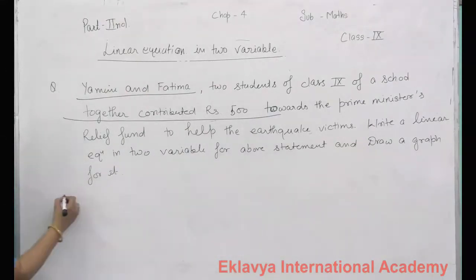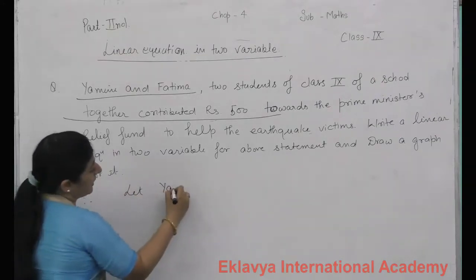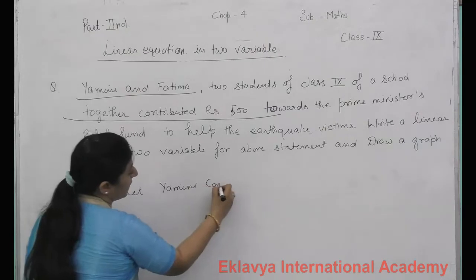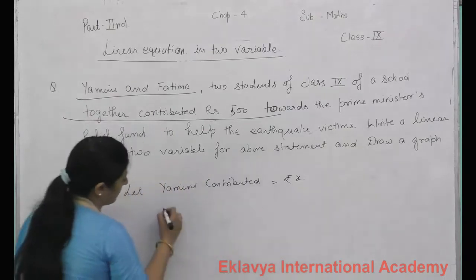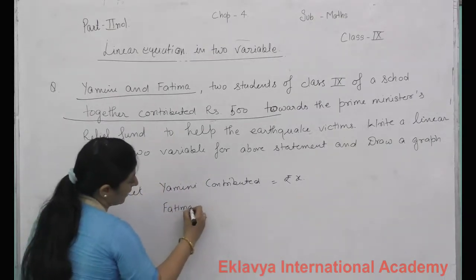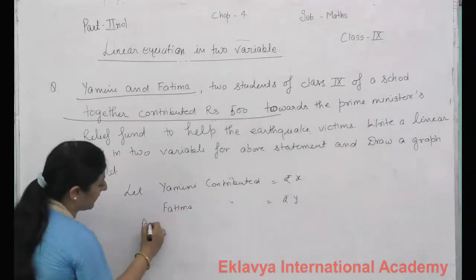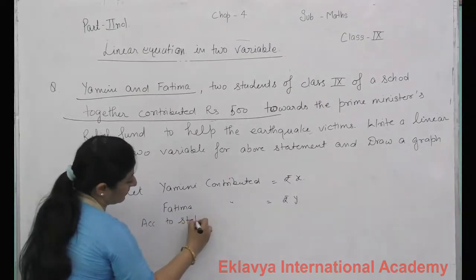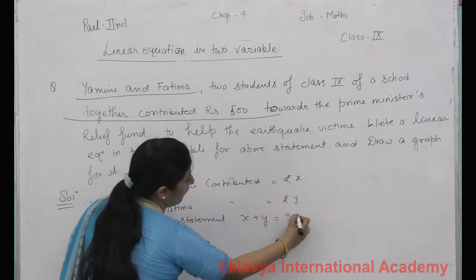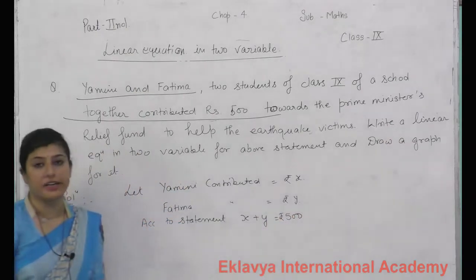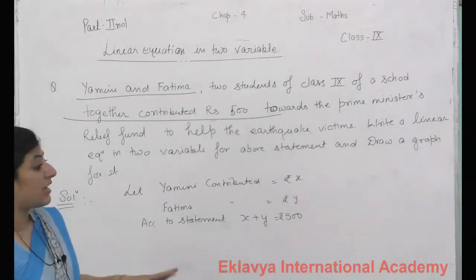So how to write it down? Let Yamini contribute rupees X, Fatima contribute rupees Y. Then according to the statement, X plus Y is equal to rupees 500. This is our linear equation in two variables. Now draw a graph for it.